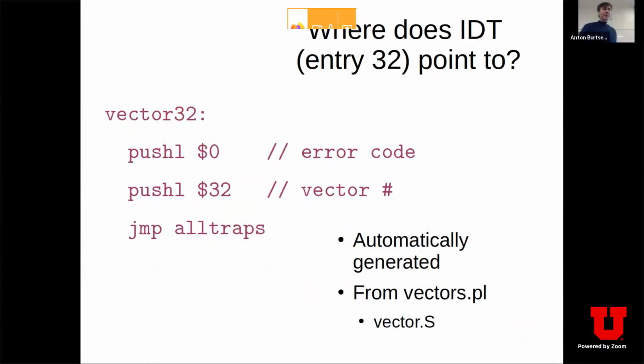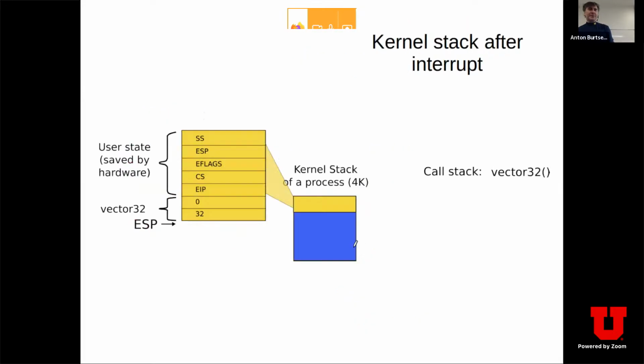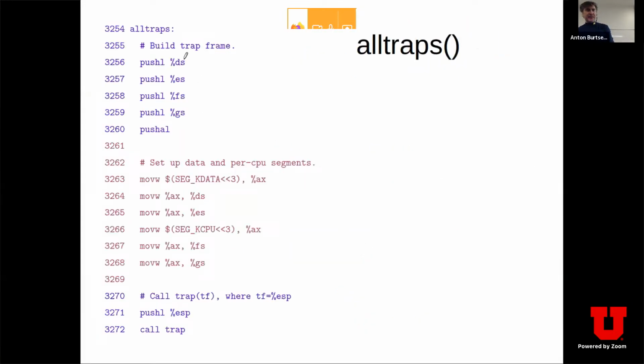Okay, and what we started doing, we started descending down this interrupt path, right? So vector 32, we push the interrupt number, so later on we can dispatch on it. We go into alltraps, which essentially saves everything: all the segment registers on a stack, all the general registers on a stack. It switches to the kernel data segment.